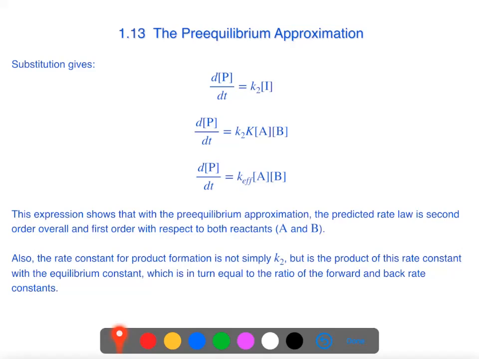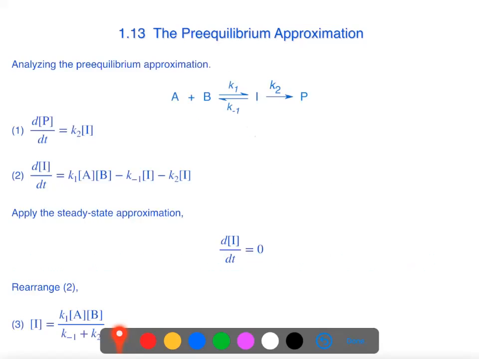This expression shows that with the pre-equilibrium approximation, the predicted rate law is second order overall and first order with respect to both reactants A and B. Also, the rate constant for product formation is not simply k2, but is the product of this rate constant with the equilibrium constant, which in turn is equal to the ratio of the forward and back rate constants.